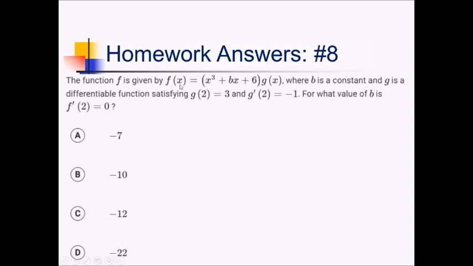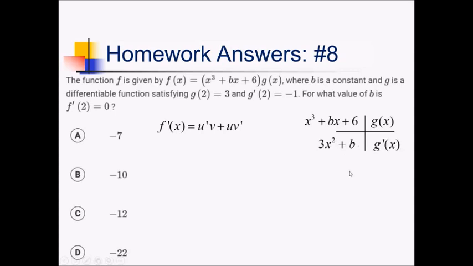So in order to take the derivative of f, we are going to need to use the product rule, u prime v plus uv prime, and for that I'm going to use the box and ribbon to help me organize things. So I've got the first of the two factors in the upper left here. That's the x cubed plus bx plus 6. In the upper right, I've got the other factor, g of x. That's the v in this problem. And down below, I'm going to put their derivatives. So for this one, we've got 3x squared plus just b, because b is a constant. And over here, this is just going to be g prime, because we don't really know what it does otherwise.